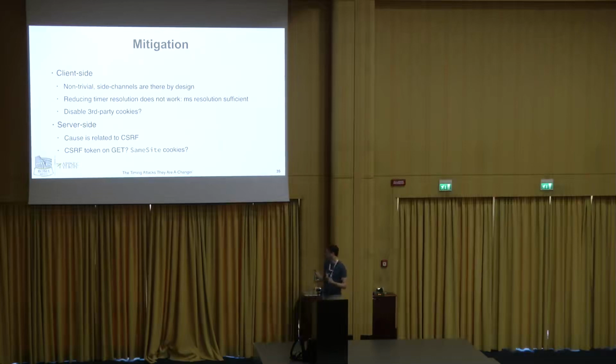So there's also a possibility to not only look at the client side, but also try to mitigate these issues at the server side. And there we can make the observation that the cause of these attacks is related to cross-site request forgery. And we can try to mitigate these attacks in a similar fashion. So a solution might be to have a CSRF token on GET requests. Unfortunately, that brings along a lot of other problems, and I don't think it would simply work out of the box. Another promising thing is the SameSite attribute on cookies, but I won't go into detail there because I think that Mike West will be talking about this tomorrow morning.